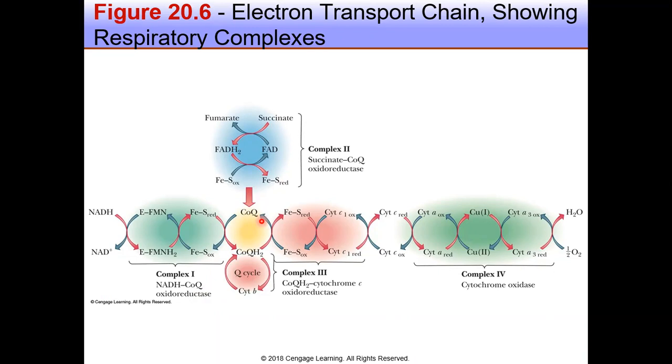Now, NADH, remember, carries electrons and hydrogens in its reduced form. But an iron-sulfur protein can carry only electrons. This is the basis of proton pumping that eventually leads to ATP production.